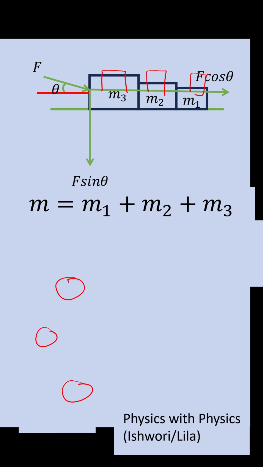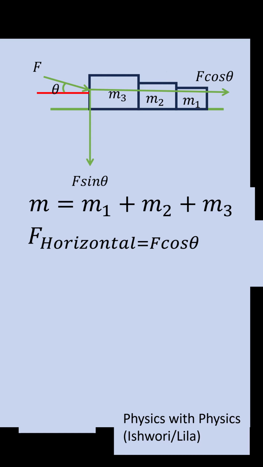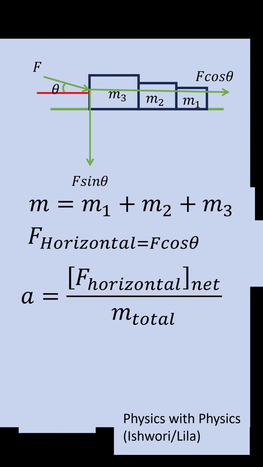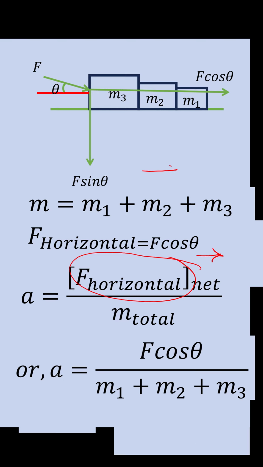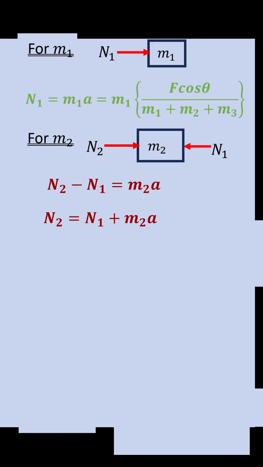Okay, the total mass here is M1 plus M2 plus M3. Now, according to Newton's law, F equals Ma, and the horizontal force here is F cos theta, which is the net force along the horizontal direction, and the body is moving along the horizontal direction. That's why we take the net force along the horizontal direction only. A equals this much. In this way, you can find the expression for the magnitude of acceleration while solving problems for M1, M2.